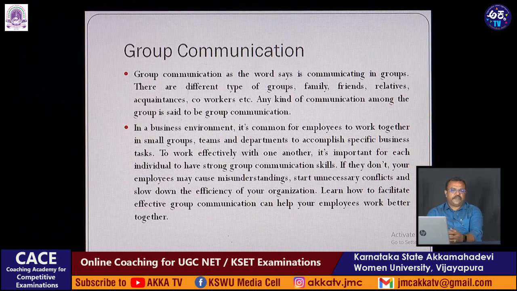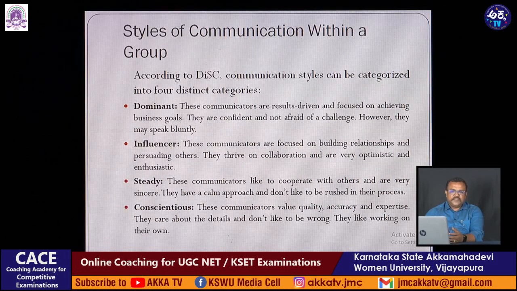Then group communication. We have slightly discussed this in the types of communication, that is small group communication. Group communication, as the word says, is communicating in groups, so small groups. Okay, fine. We will go ahead. Styles of communication within a group. It can be dominant. For example, if you are communicating in a particular group, you can observe that out of the group one person will start dominating. That is the dominant style.